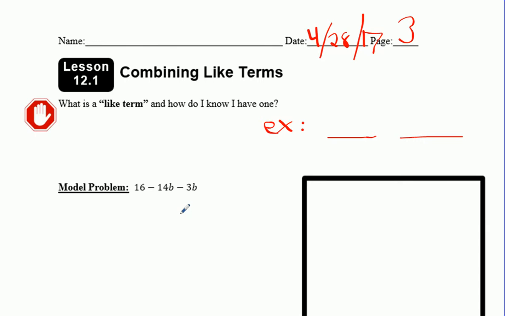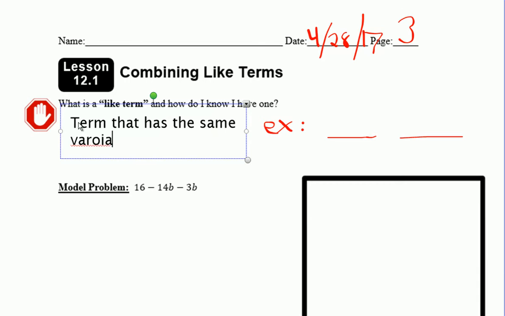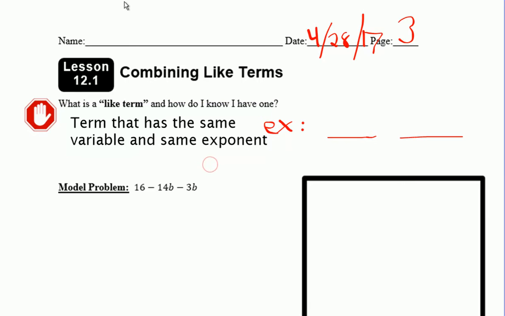Okay, so a like term is a term that has the same variable and the same exponent. Now, if you had said something about the same letter, that's correct technically, because another word for a variable is letter. So if you have something that has the same letter in it, then it's technically a like term, as long as it has the same exponent.